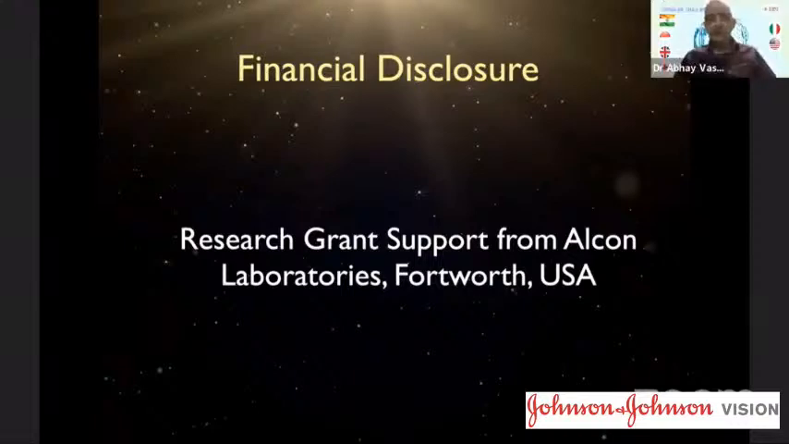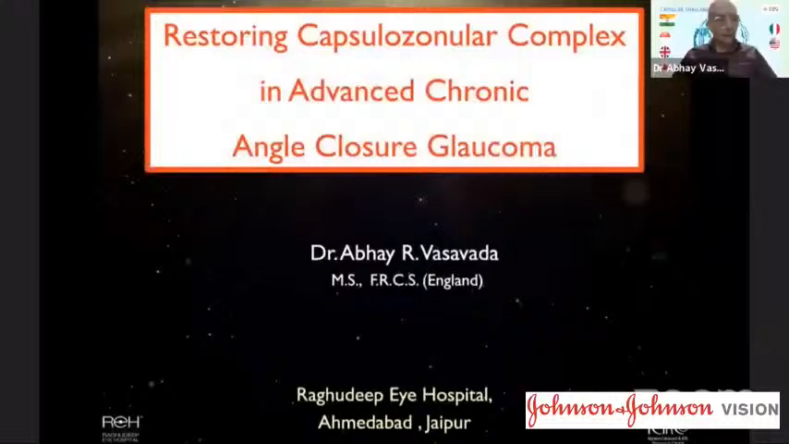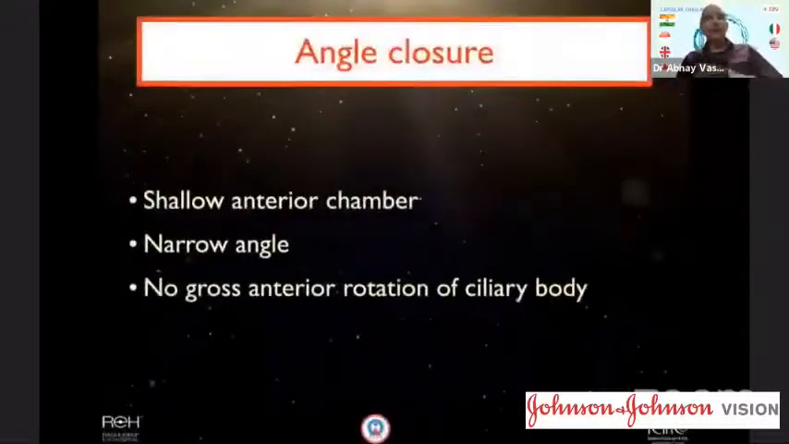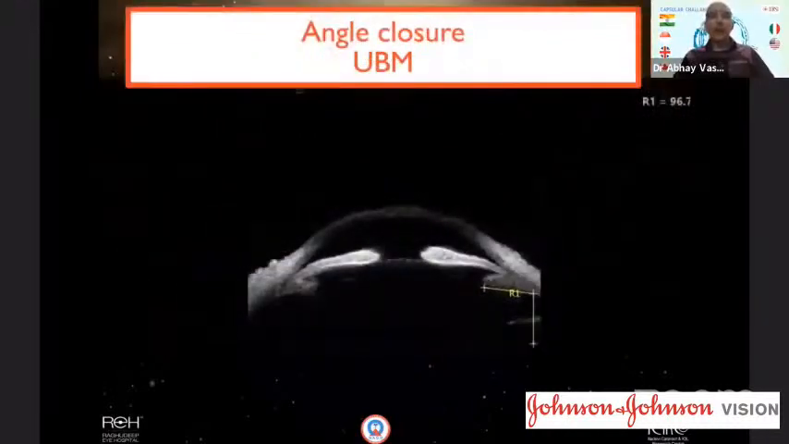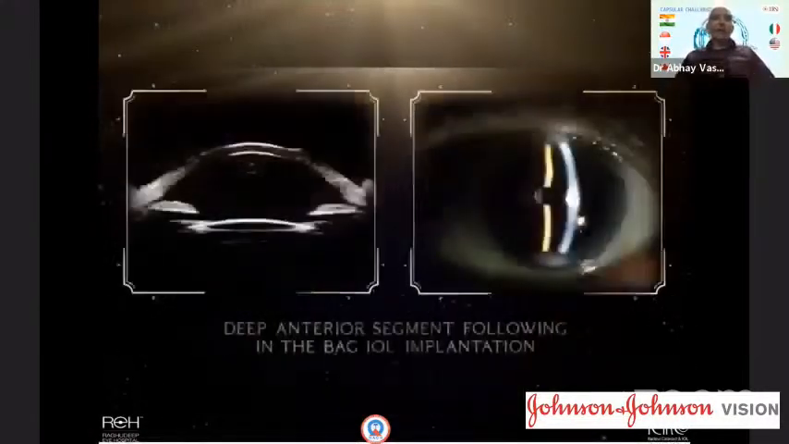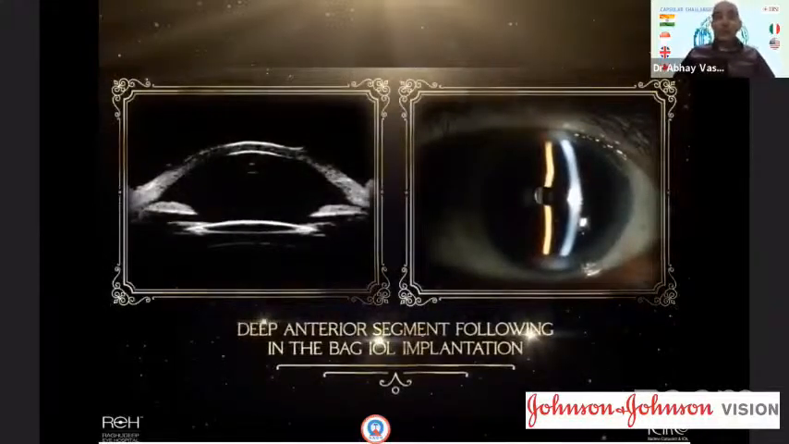Thank you, Gaurav. So nice, so kind. This is my financial interest, and I recognize the contribution of my team on this topic: restoring the capsulozonular complex in advanced chronic angle closure glaucoma. Angle closure glaucoma typically has a narrow anterior segment, and there is very little rotation of the ciliary body in a typical angle closure situation. As you see here, the ciliary body is in a normal orientation, and therefore conventional cataract surgery, putting a lens in the back, works very well most of the time.